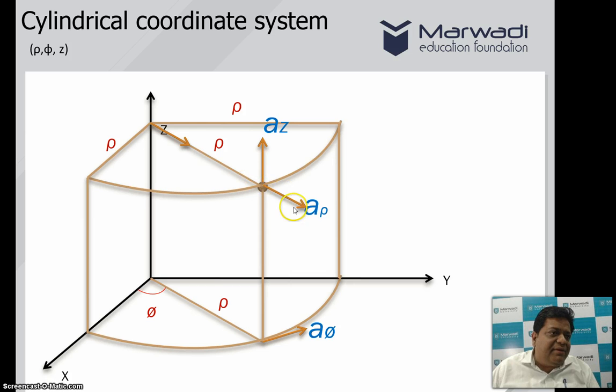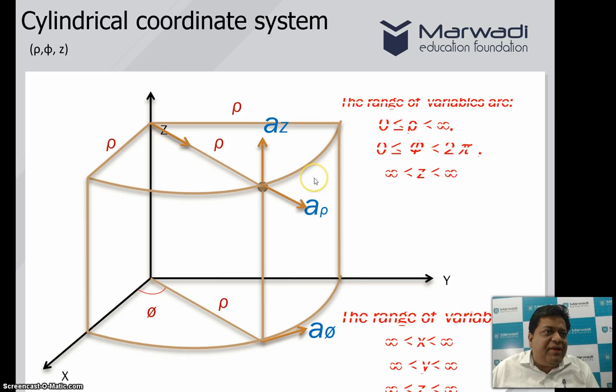The unit vector a rho is in the same direction as rho. The unit vector a phi is in the direction in which phi is measured from the positive x-axis. It is very important to note that a phi is always taken on the xy plane, and a z is along the z-axis. Now for the ranges: in the Cartesian coordinate system, x, y and z are always taken from minus infinity to plus infinity. But for the cylindrical coordinate system, things are a little different. We take rho from 0 to infinity. We cannot take it as negative because rho is a radius, a distance, and cannot be negative. Phi is an angle, and its range is 0 to 2 pi. And z we take the same as in the Cartesian coordinate system, from minus infinity to plus infinity.